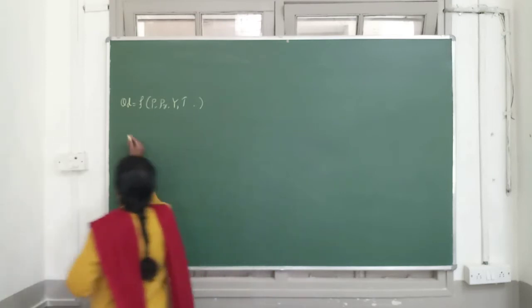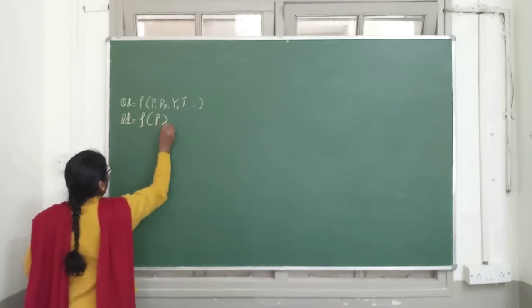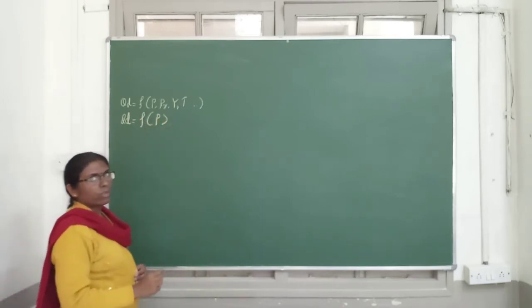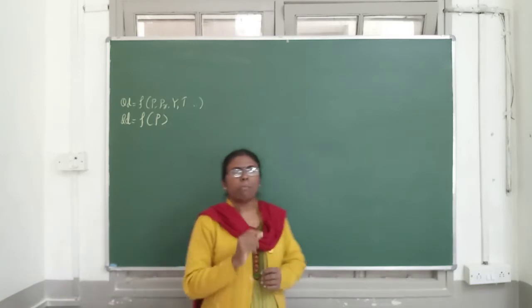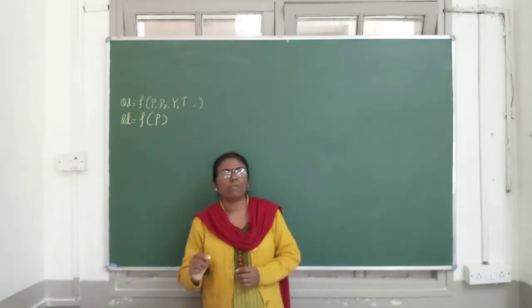So QD is equal to the function of P. So price is the prime element which determines the level of demand.